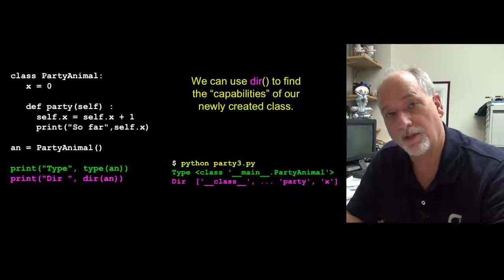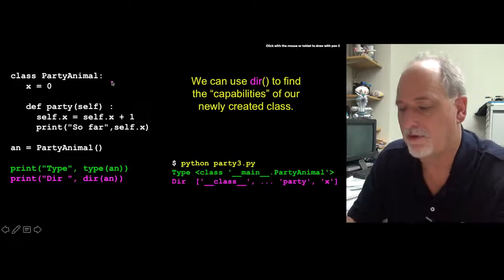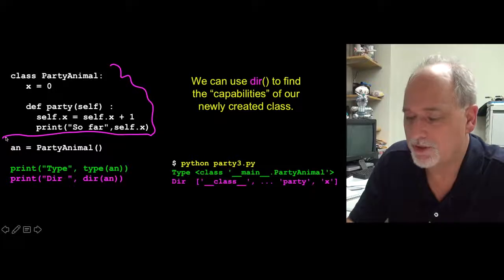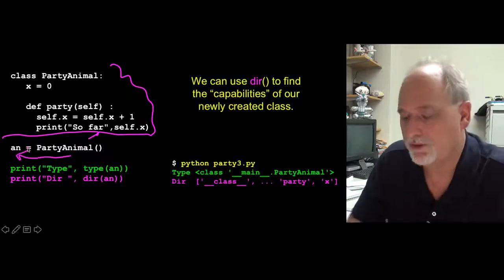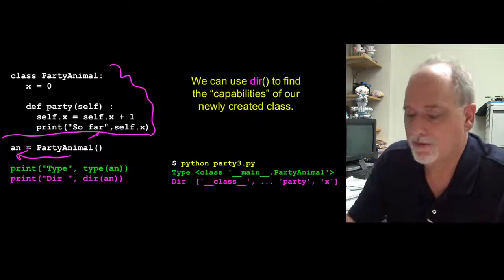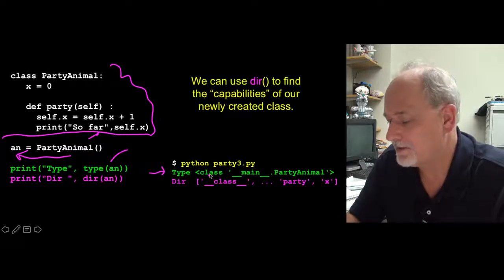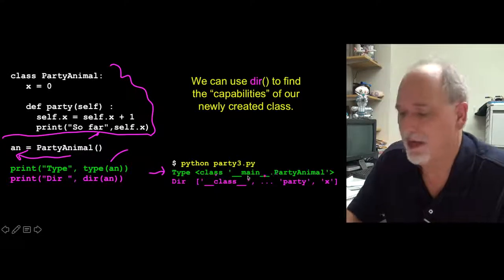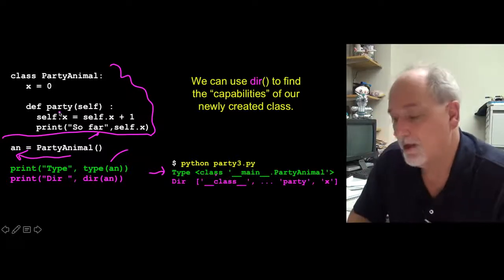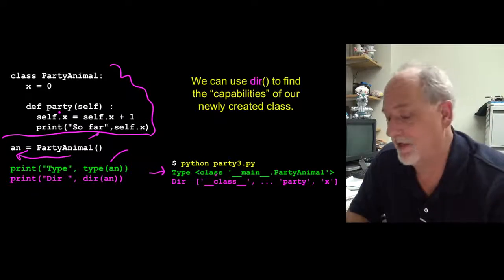Now if we do the same thing to a class that we've built, so now we have a party animal class. Remember, this up to here is just definition. Now we construct it and we store it in an. So an is a variable that contains an object of type party animal. We ask it what type it is, and it prints out here. It says this is a class, and it's __main__.PartyAnimal, scoped to __main__. But you can see that you have made a new type. You built a type by using this class keyword.